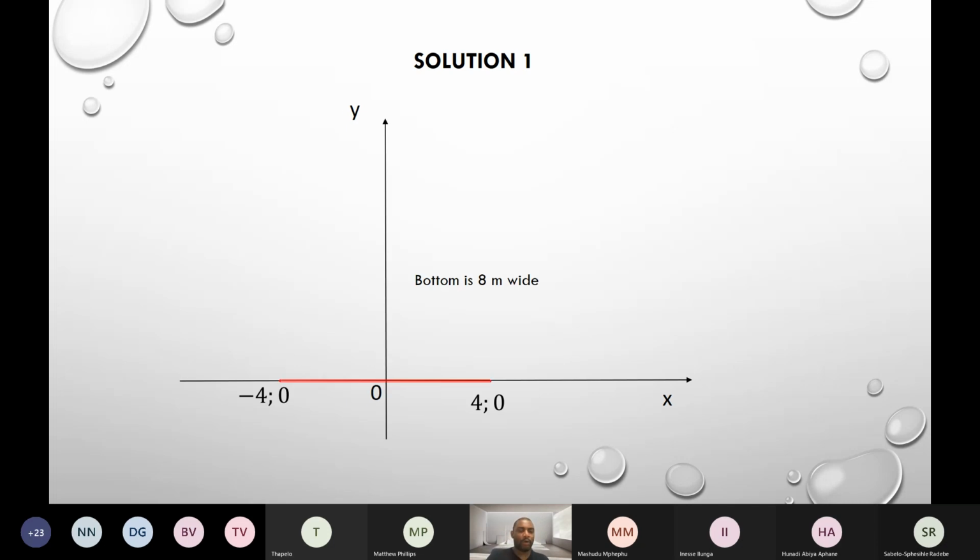Now, they told us that the bottom is 8 meters. Remember, I explained that the bottom should be on the x-axis. Since the bottom is 8 meters wide, it is going to start from -4 to 4. Why? Because the y-axis bisects the shape in two. So I expect my bottom side to be -4 and 4. That's what I was explaining here: the bottom is 8 meters wide, so we measure from -4 to 4.